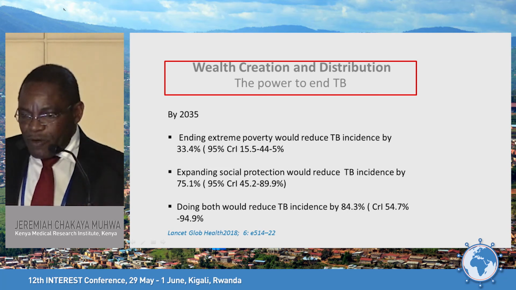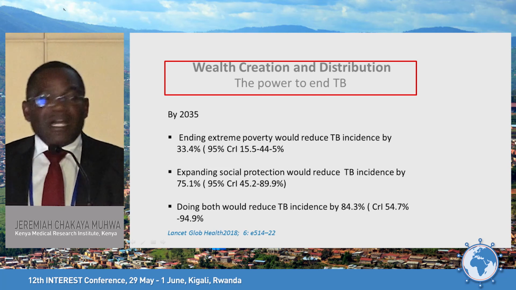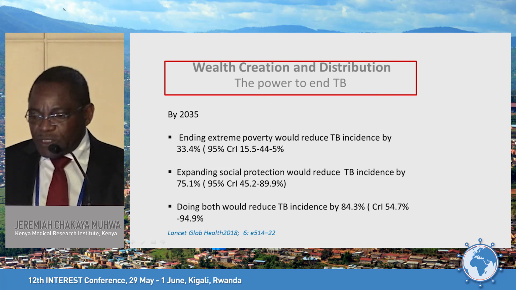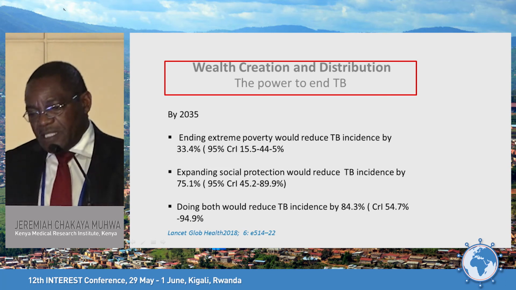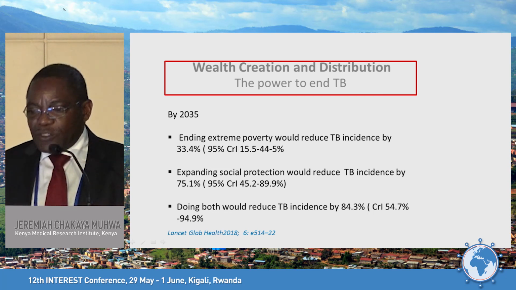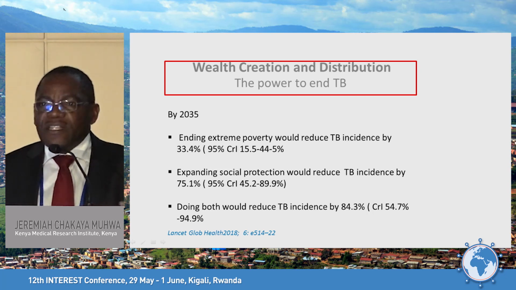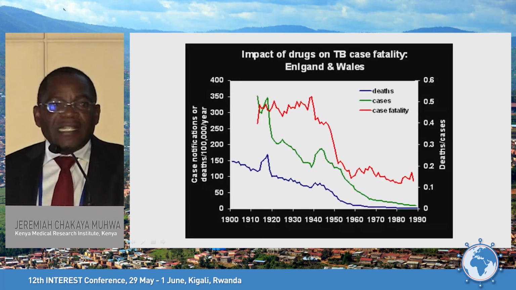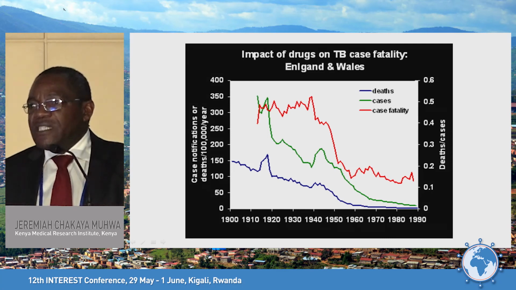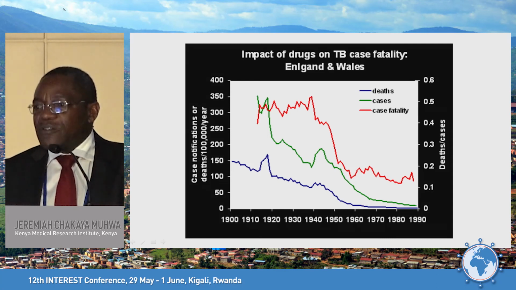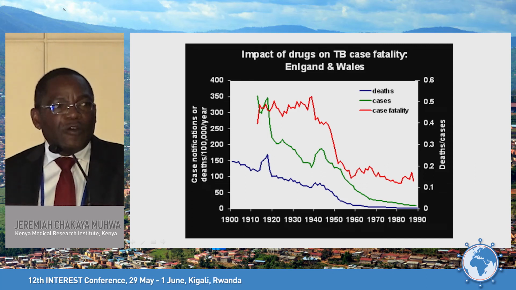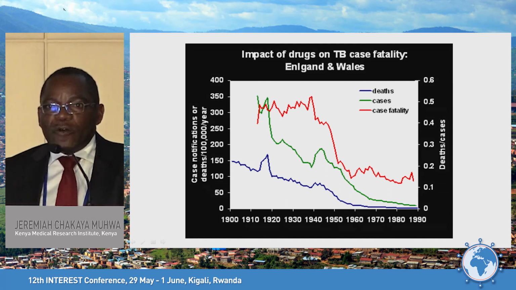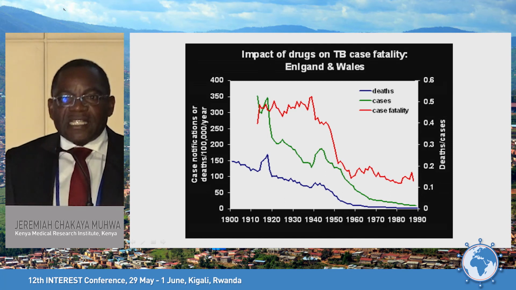If we ended extreme poverty, we would reduce TB incidence by 33.4%. If we expanded social protection, we would reduce TB incidence by 75%. And if we were to do both, we would reduce TB incidence by 84%. Now, this would be a major thing if it were possible to do. And it has happened before with the Industrial Revolution in Europe and other parts of the world. TB rates started coming down long before the first anti-TB pill became available. And therefore, if that happened then, it can happen again.